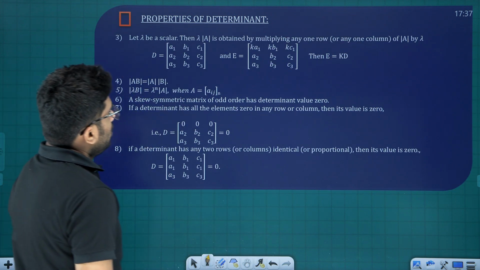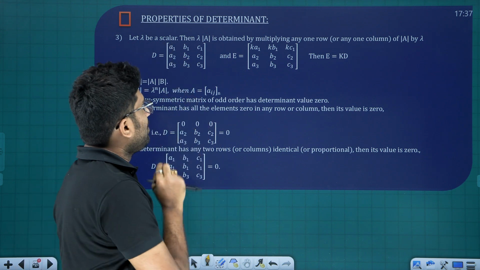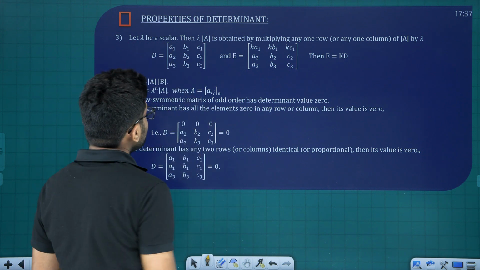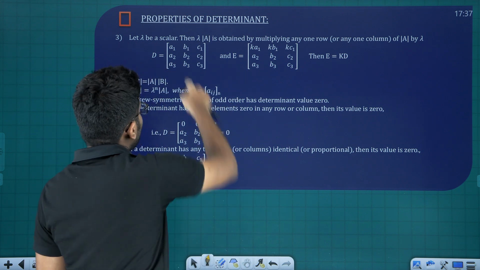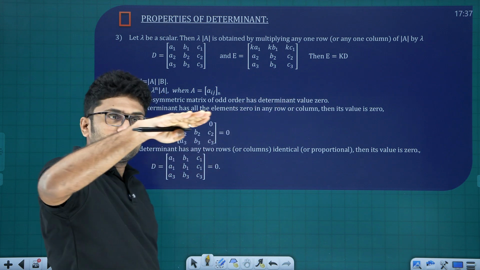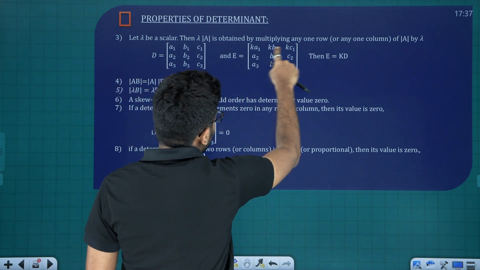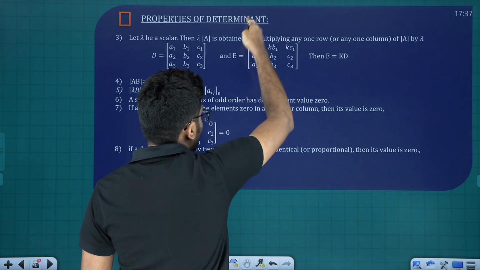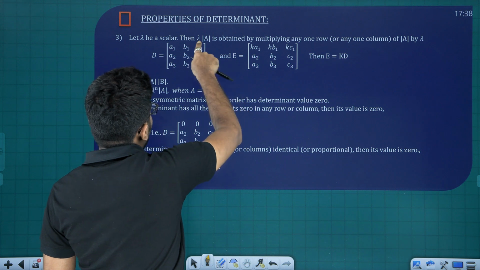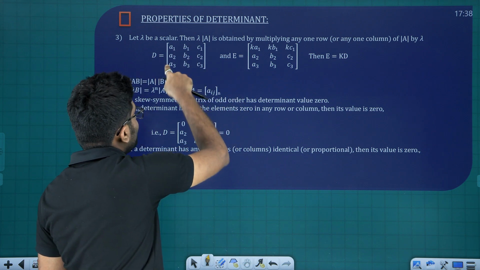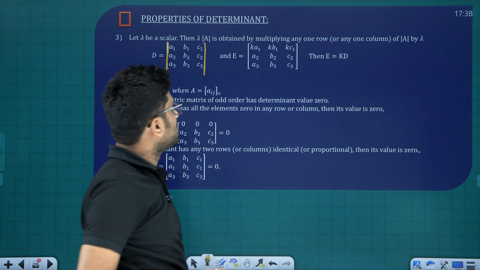Next, scalar multiplication of a matrix we have seen. Scalar multiplication in a determinant: lambda into determinant of A, we multiply this lambda with any one row or one column. So this lambda will be multiplied with the elements of either first row or second row or third row or first column or second column or third column only. So now we have multiplied D. See, we have a matrix D. Determinant it is. D is equal to the determinant of this.